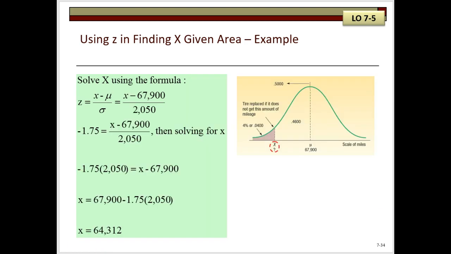Using the z formula, we substitute negative 1.75 into z, 67,900 into mu, and 2,050 into sigma. At this point, the equation only shows one unknown value of x. So by solving using basic algebra, we find out that the value of x is 64,312. So Leighton can advertise that it will replace for free any tire that wears out before it reaches 64,312 miles. And the company will know that only 4% of the tires will be replaced under this plan.